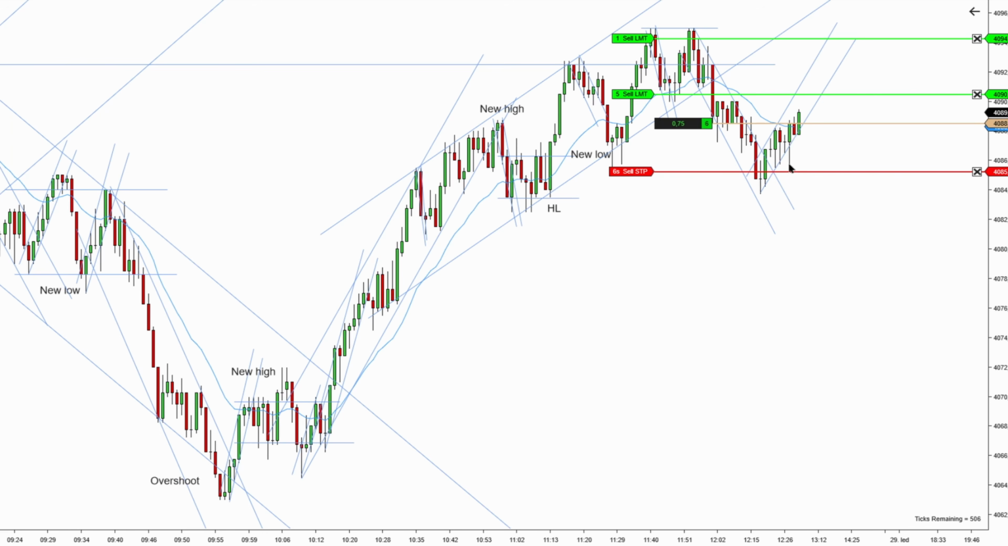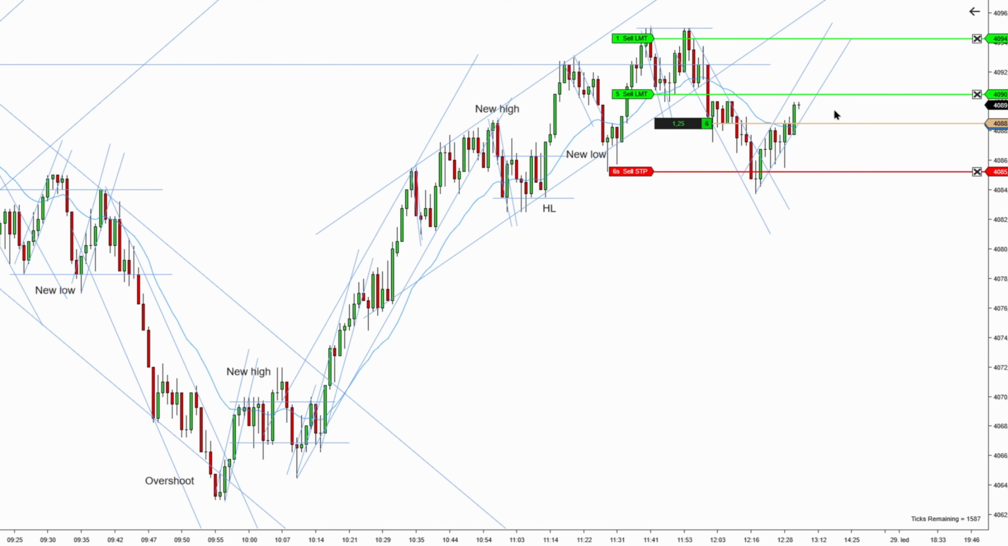Hopefully we will get at least one setup. Come on, a couple more ticks. We're breaking higher. I used a limit order, but we still have to make a couple ticks. Come on.